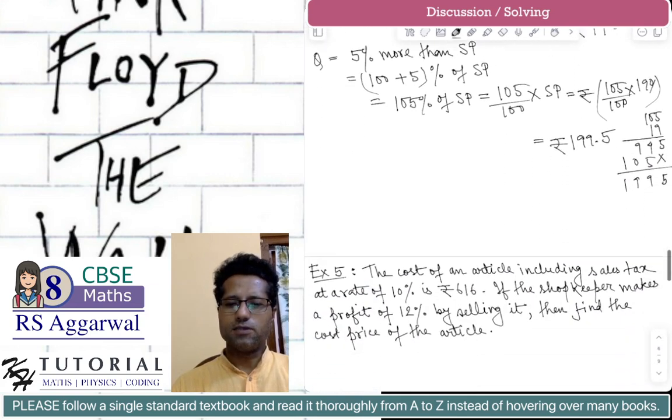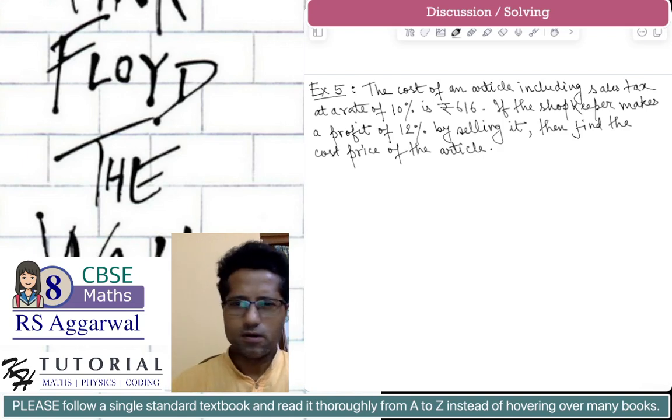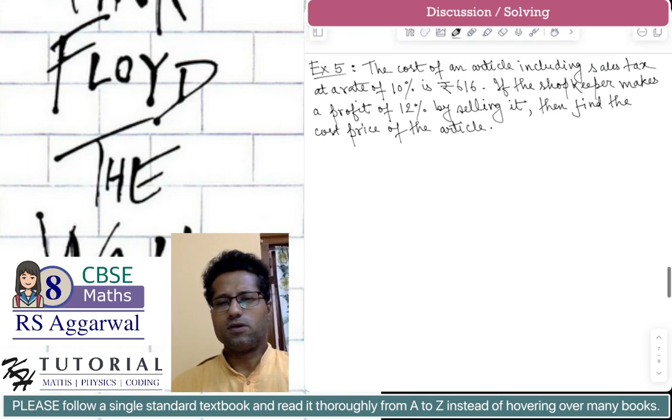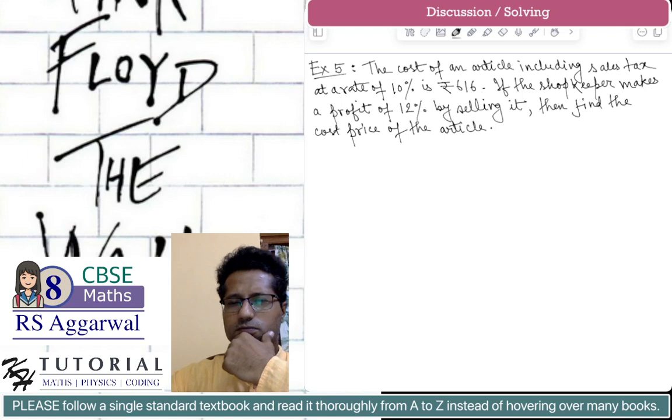Okay, let's see the next problem. How many problems do we have? Okay, this is the last problem. The cost of an article including sales tax at a rate of 10% is rupees 616. Now this is from the customer's point of view.